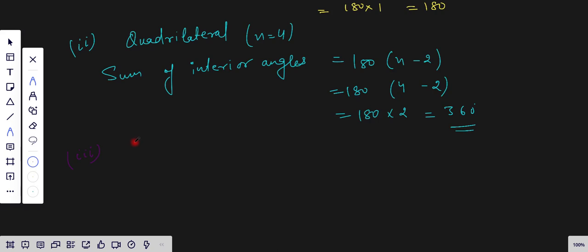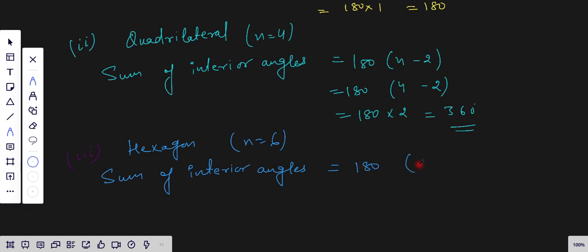Okay, now for hexagon. Hexagon has 6 sides, right? N equals 6. So the sum of its interior angles is equal to 180 times (n minus 2), where n is equal to 6. 6 minus 2 is 4, and 180 multiplied by 4 is nothing but 720 degrees. Note it down fast.